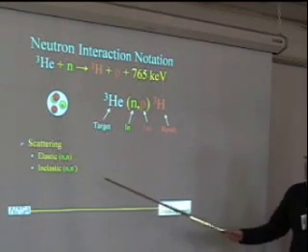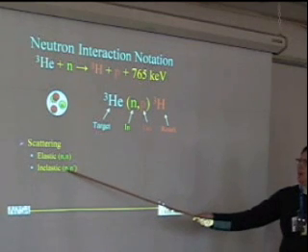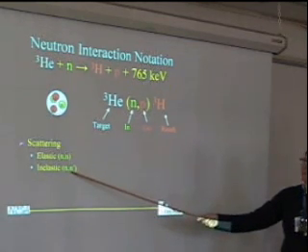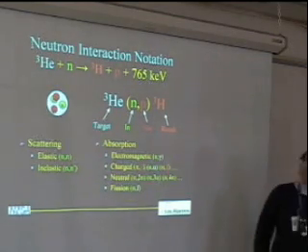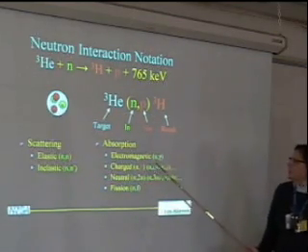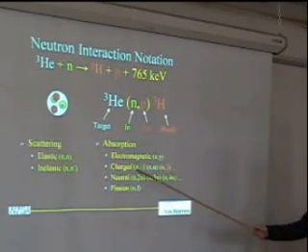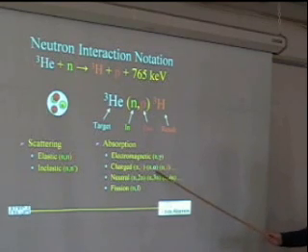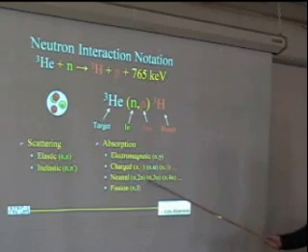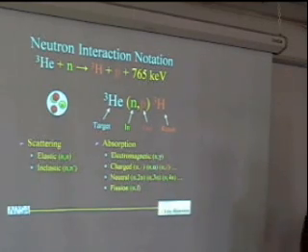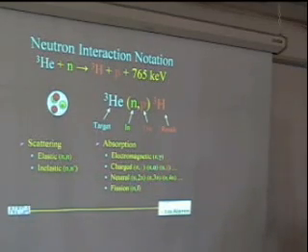For elastic scattering, you have a neutron coming in and a neutron going out. And in inelastic scattering, you have a neutron coming in and a different neutron going out. For absorption, there are several options. You can have a neutron coming in, a gamma going out. For charged, a neutron and then some charged particle going out. And then any number of neutrons for neutral interaction, and fission is just denoted by an F, where you have the fission fragments and neutrons.